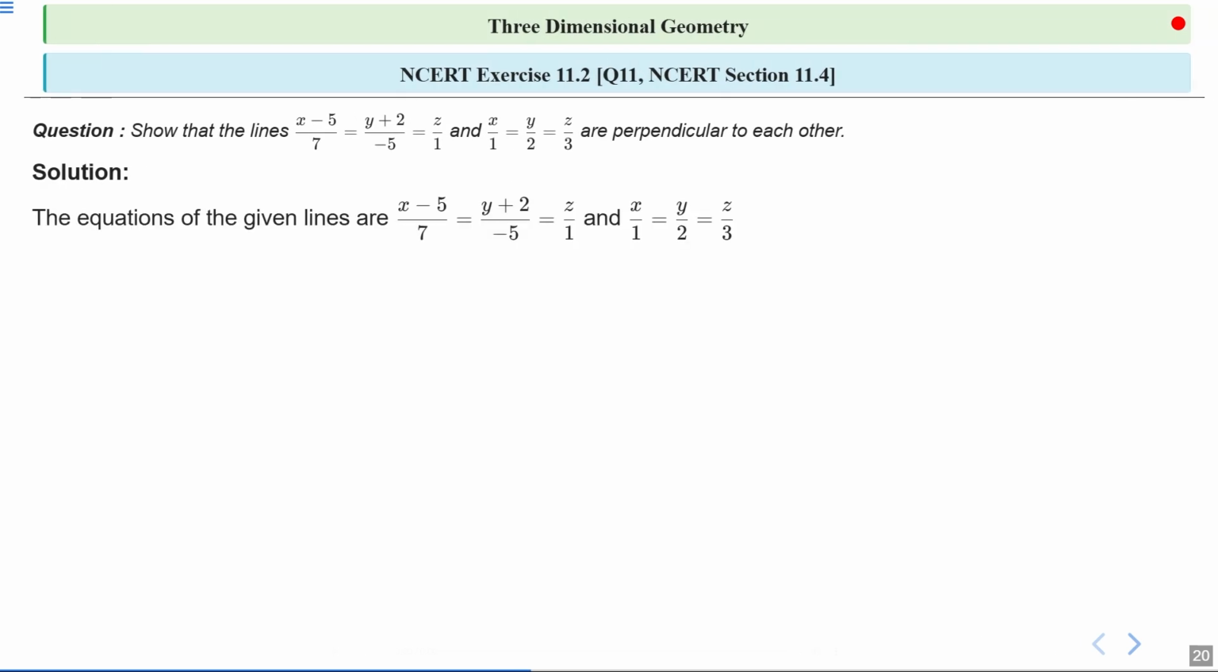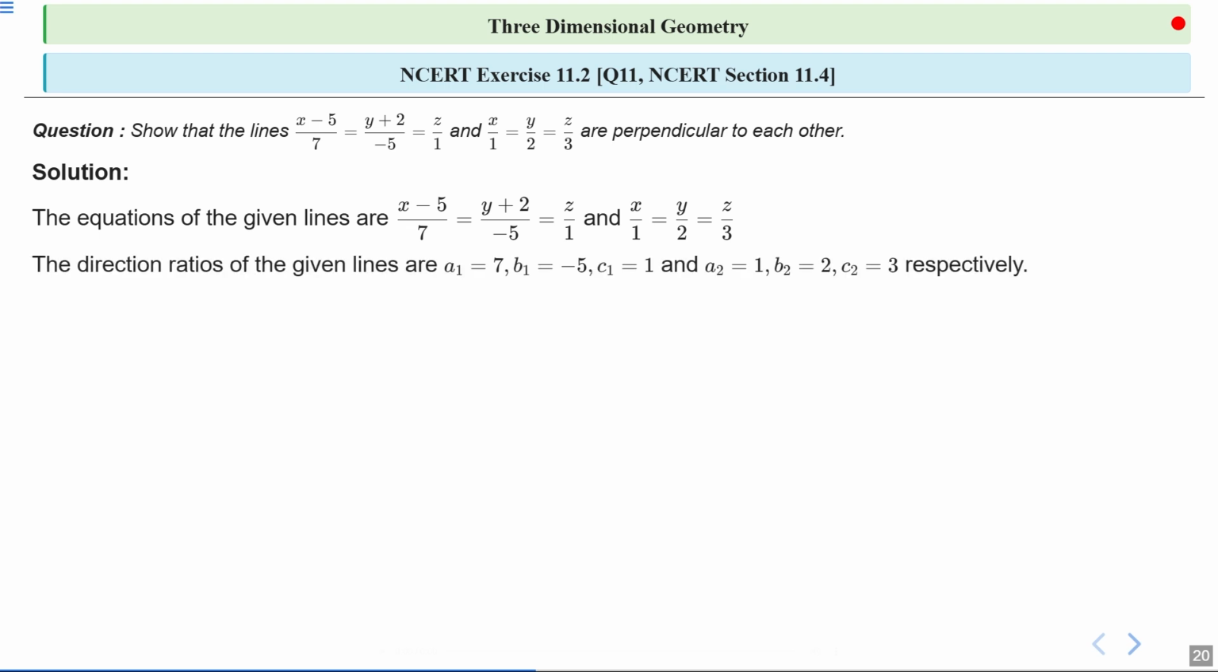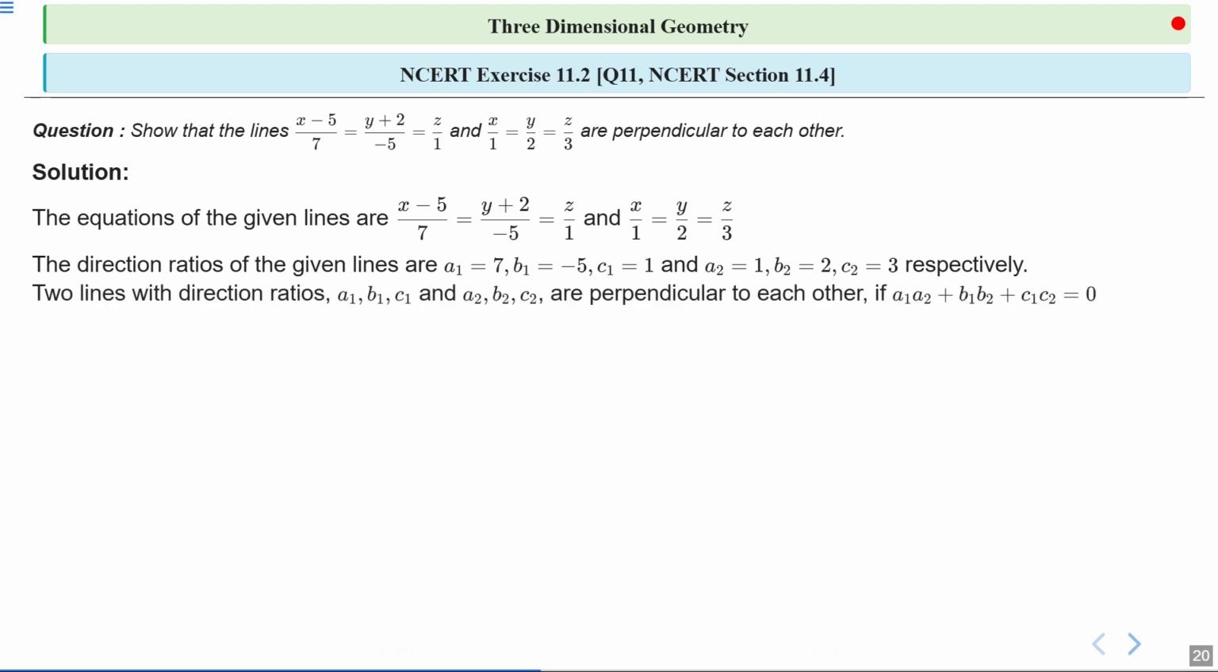The equations of the given lines are (x minus 5) upon 7 is equal to (y plus 2) upon minus 5 is equal to z upon 1 and x upon 1 is equal to y upon 2 is equal to z upon 3. So the direction ratios of the given lines are a1 is equal to 7, b1 is equal to minus 5, c1 is equal to 1 and a2 is equal to 1, b2 is equal to 2 and c2 is equal to 3 respectively. Two lines with direction ratios a1, b1, c1 and a2, b2, c2 are perpendicular to each other if a1 a2 plus b1 b2 plus c1 c2 is equal to 0.